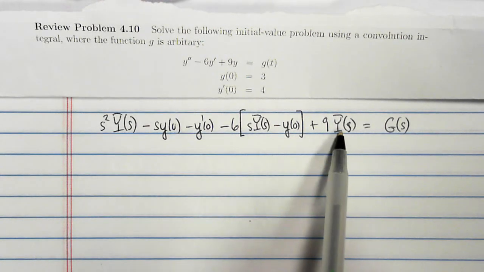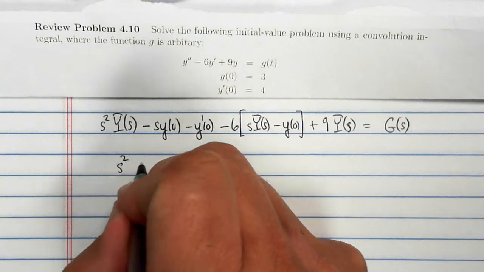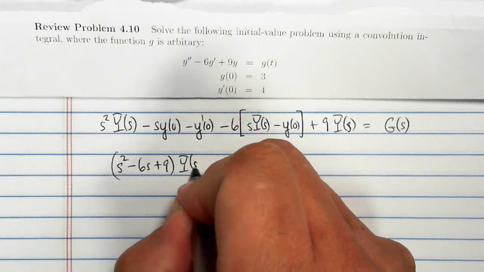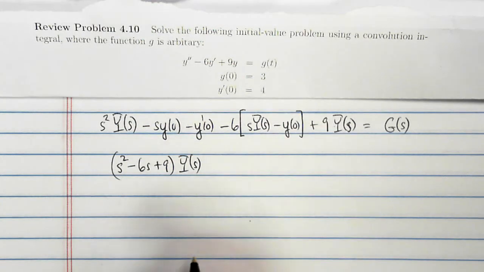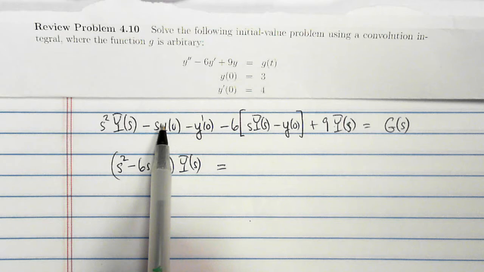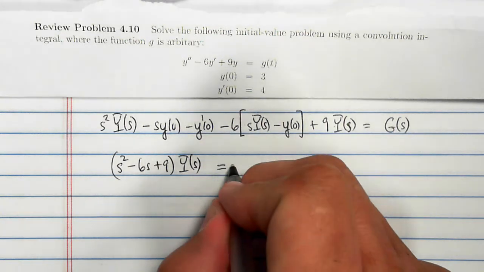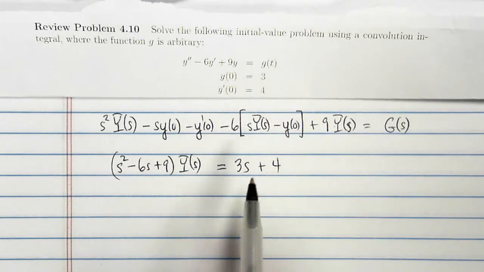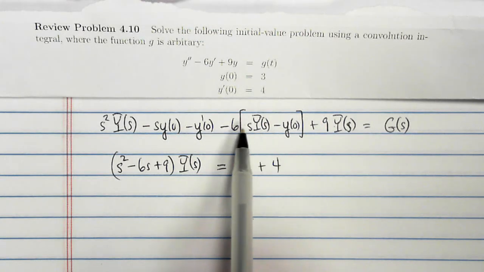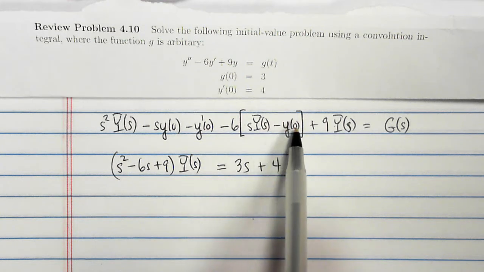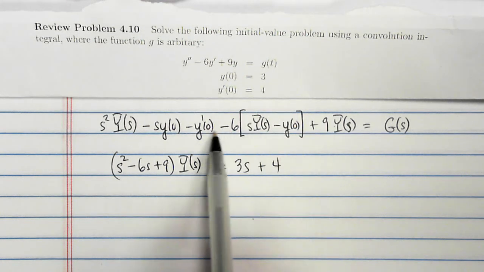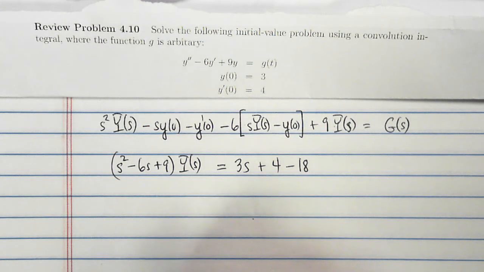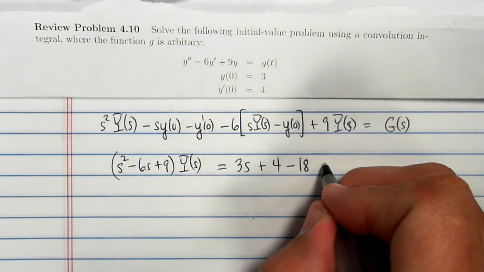Okay, now the objective remains the same. We solve for Y(s). So on the left we have (s squared minus 6s plus 9) Y(s), combining these three terms. On the right-hand side, we'll bring this over to the right, so that's going to be 3s. We'll bring this over to the right, plus 4. Then we'll also bring this over, so that's minus 6 times 3, or times negative 3, for plus 18 on the left. When I bring it over to the right, it becomes minus 18, plus G(s).